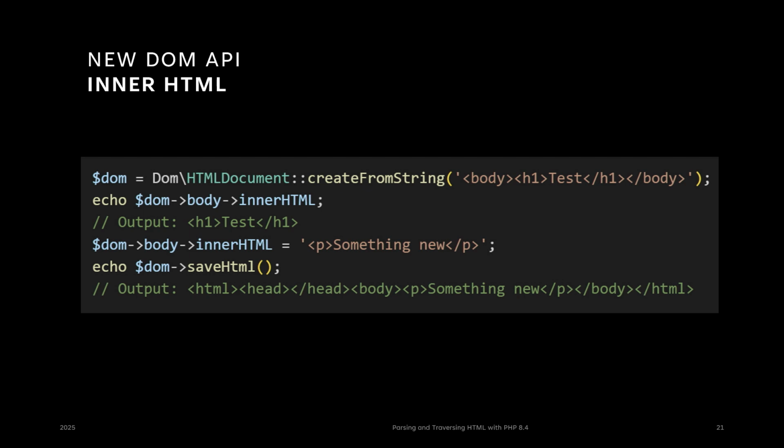Then we've got inner HTML. Instead of working with DOM elements, which can take quite a lot of code just to do basic things, you can now just give it some HTML and it will do all that internally for you. So you can see here we've got a DOM object, and we're changing it just by changing the inner HTML of some inner child of that DOM object.